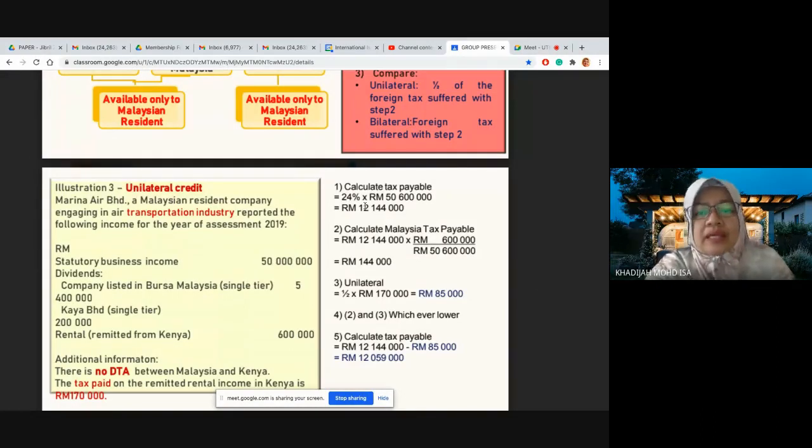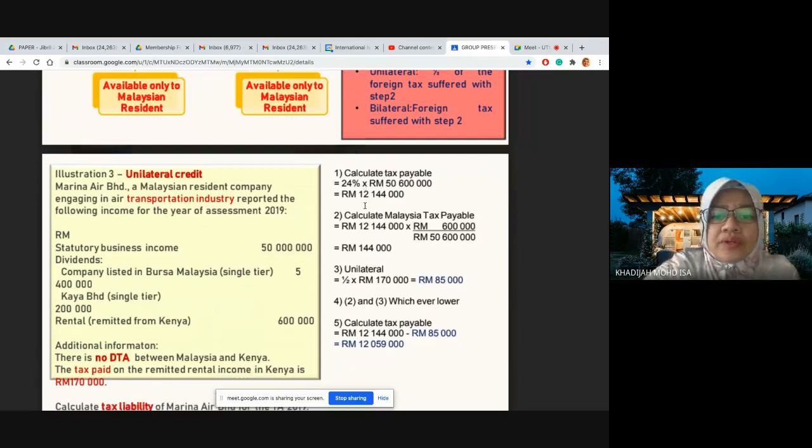So you akan dapat, okay, katalah kalau foreign income ni tax in Malaysia, how much I have to pay? I have to pay 144. Right? Total income is 12144 tax. Tax on all income 12144. Tapi kalau anda ambil foreign income saja, tax rate is 144. So the unilateral now it comes, right? So now you have to compare unilateral. The law says that is half of your foreign tax. How much you pay for the foreign tax? 170,000. Where do you get that information from?